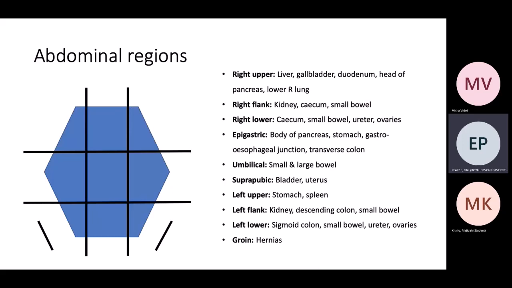Suprapubic area, you have things like the bladder and the uterus, and on the left side, left upper, we've got stomach, and don't forget about the spleen. Left flank, the kidney, descending colon, and again small bowel. And then left lower area, we think about the sigmoid colon, ureter, ovaries again, and don't forget about the groin areas for any hernias, particularly when you're examining someone's abdomen.